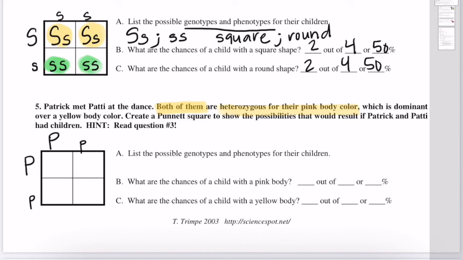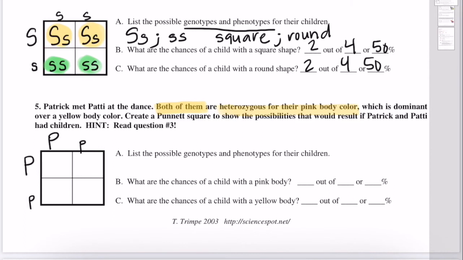And we're going to start multiplying. So big P times big P would be big P, big P. Little p times big P would be, again, capital letter first, big P, little p. Big P times little p, big P, little p. And little p times little p, little p, little p.